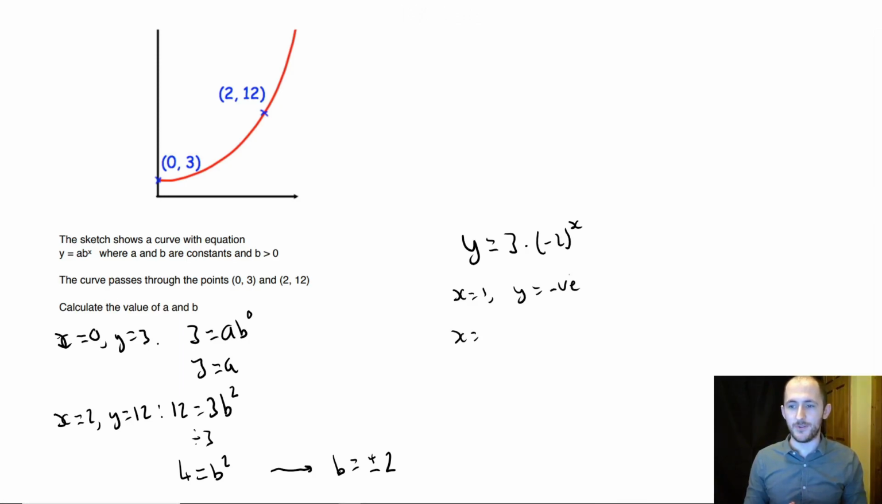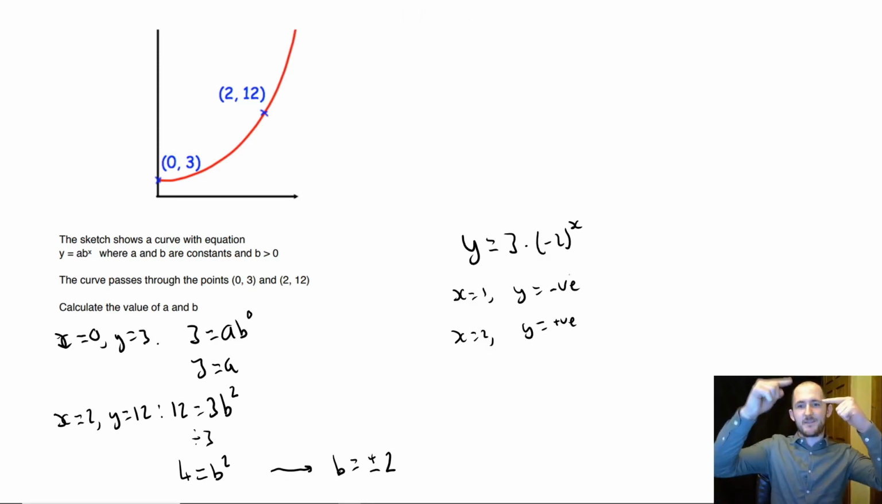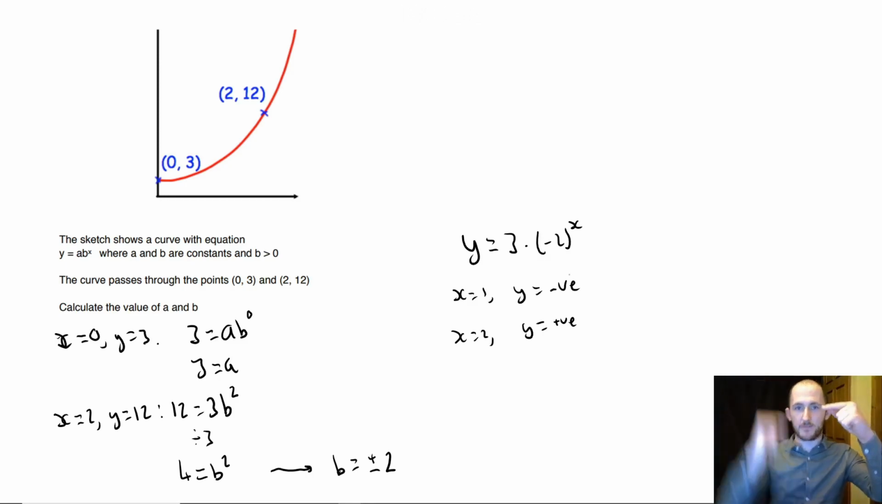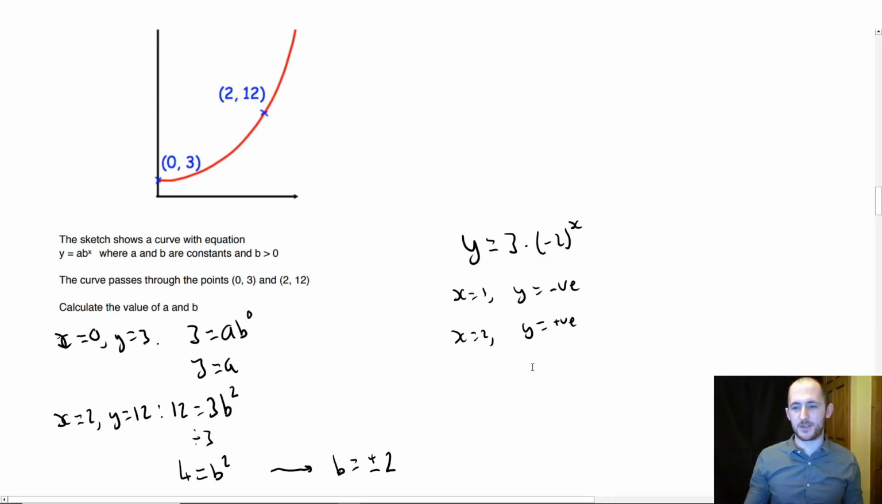When x is 2, y is positive. So you're going to get the graph alternating from below the x-axis to above, to below to above, below, above, below, above. And they wouldn't join together in between. Yeah, which is very weird. That's why I chose a positive. It would just bounce up and down constantly.